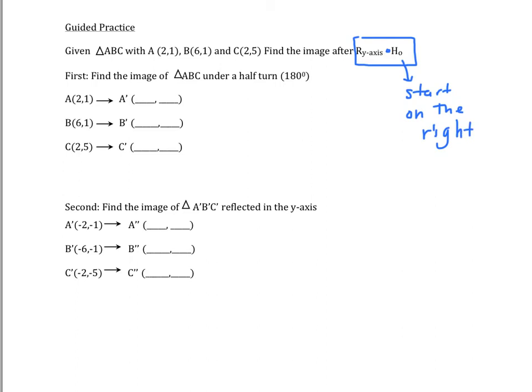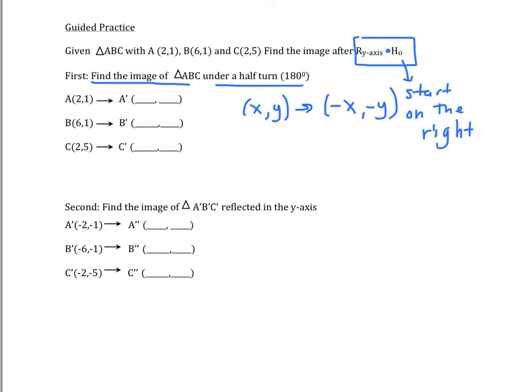Okay, so what we need to do is refer back to our notes, and in class it would probably be a good idea to make a note card with the rules on it for reflections and rotations. Okay, so it says here, first find the image of triangle ABC under the half turn. So we're going to rotate 180 degrees, and that rule is we take every point x, y and map it to a new point by doing negative x comma negative y, or the opposite of x and the opposite of y.